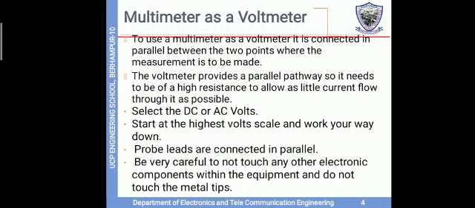Select DC or AC volts. Start at the highest volt scale and work your way down. Probe leads are connected in parallel. Be very careful to not touch any other electronic components within the equipment and do not touch the metal tips.